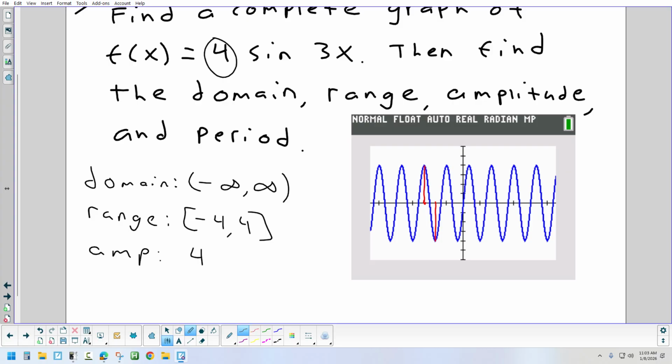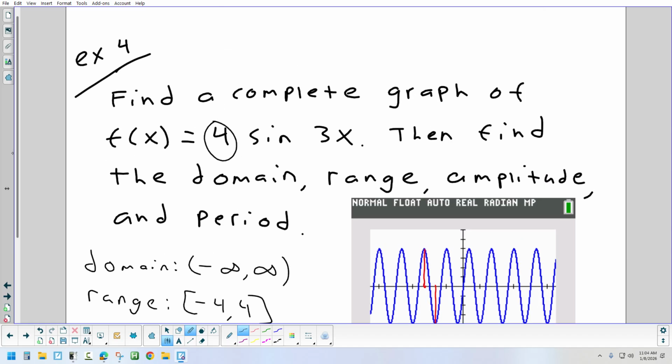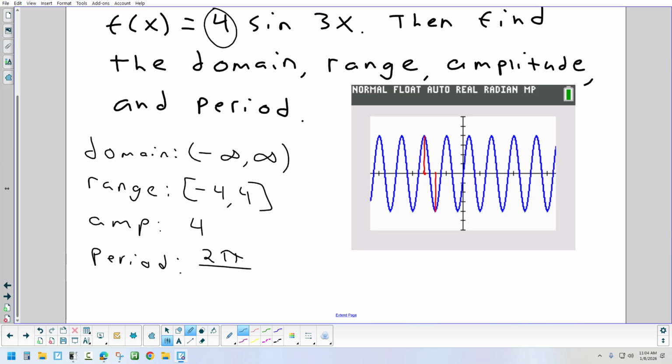And the period. What's the formula that I think we learned yesterday or 2 days ago for finding the period? And this formula is for sine and cosine. Yep, 2 pi divided by b. 2 pi divided by, and what is b in this case? 3. And that's everything they want.